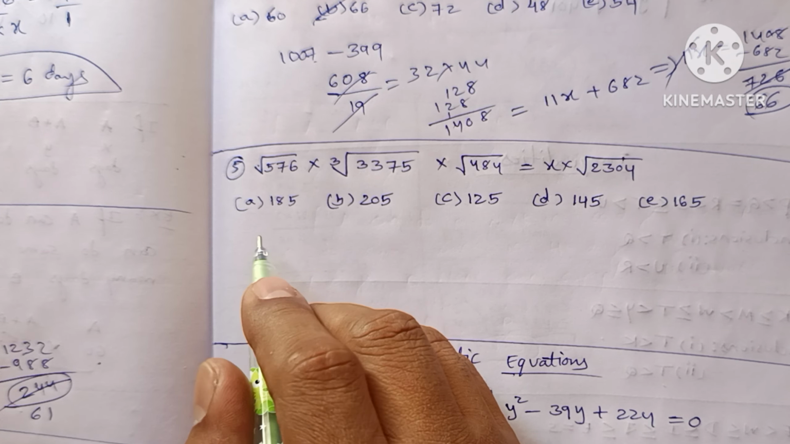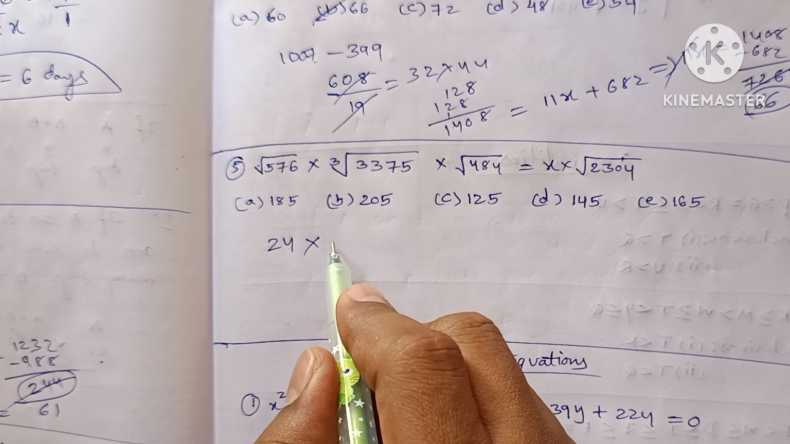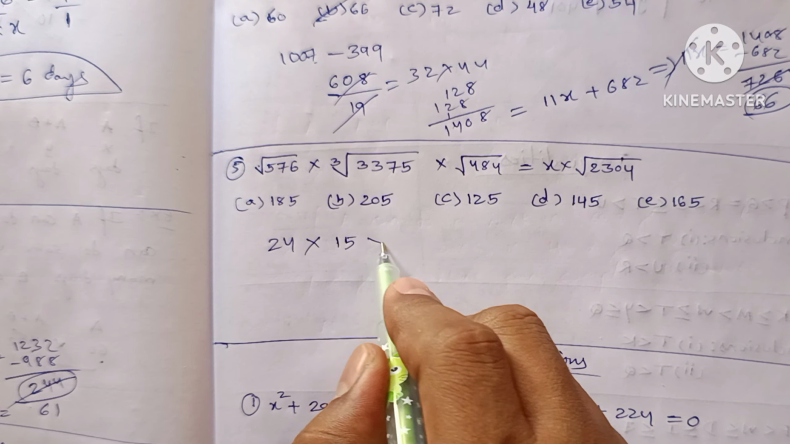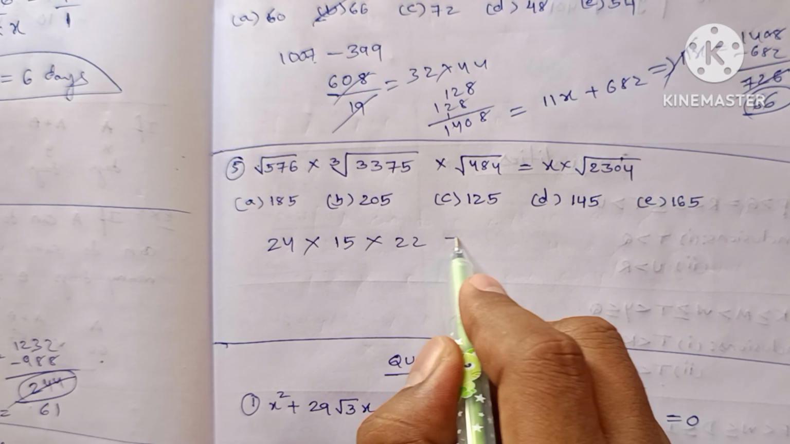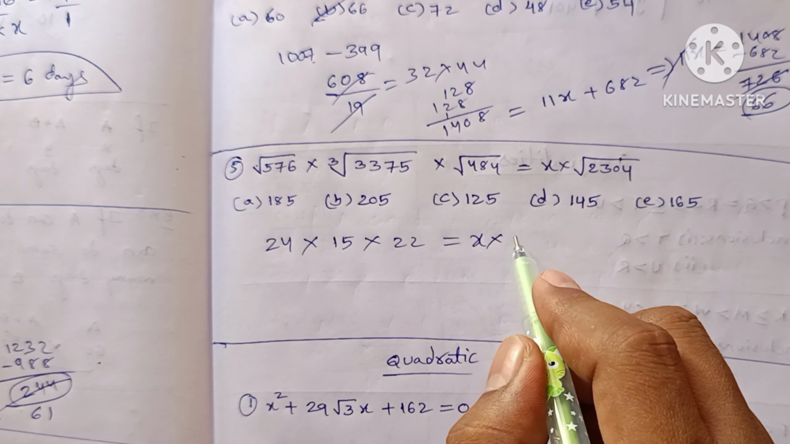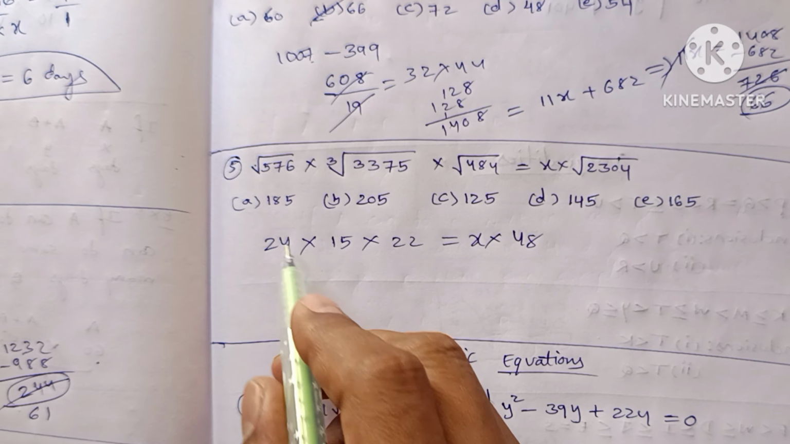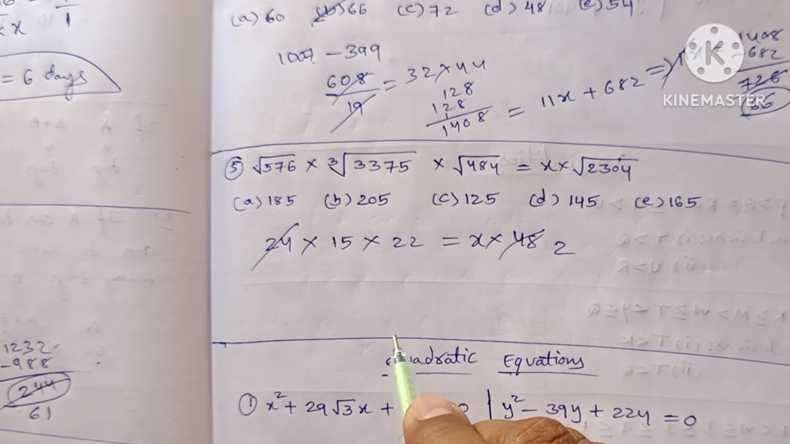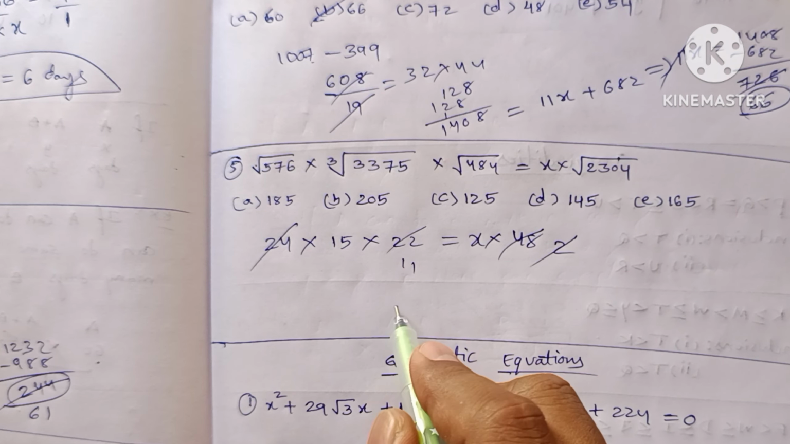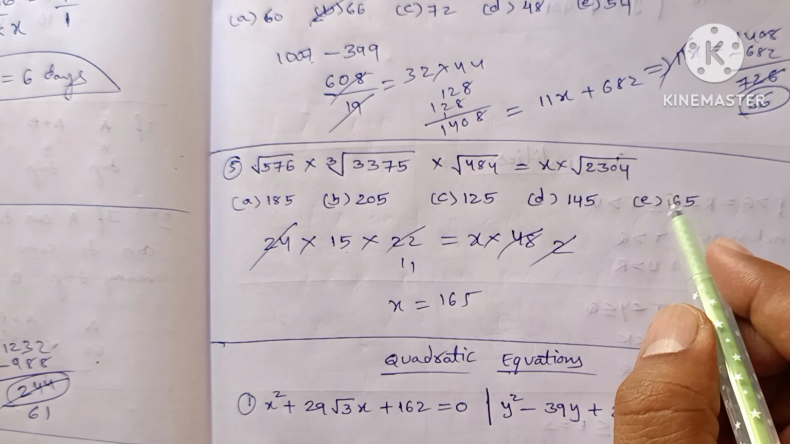576 means it is 24 square and this is 15 cube into 22 whole equals x into 2304, which means 48 square. 24 2 times is 48. Then 11 times, so x will be 15 into 11, which is 165. Option E.